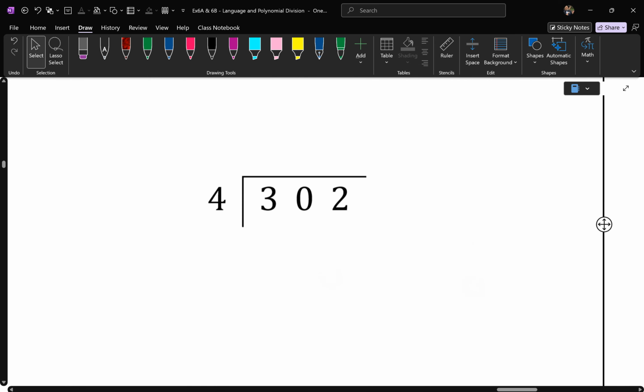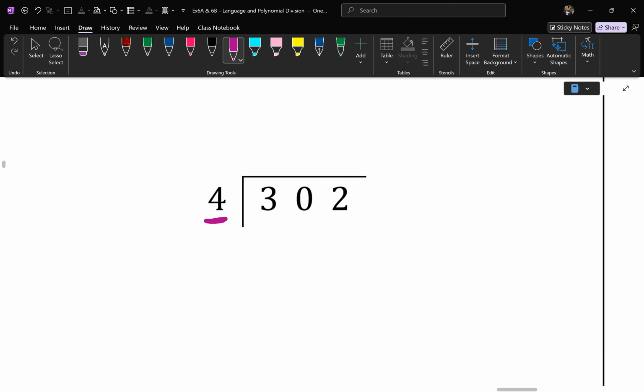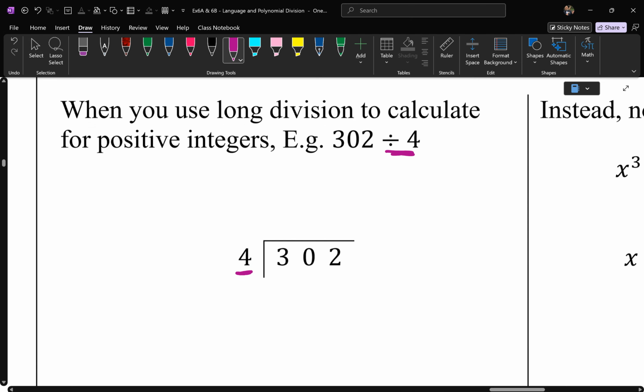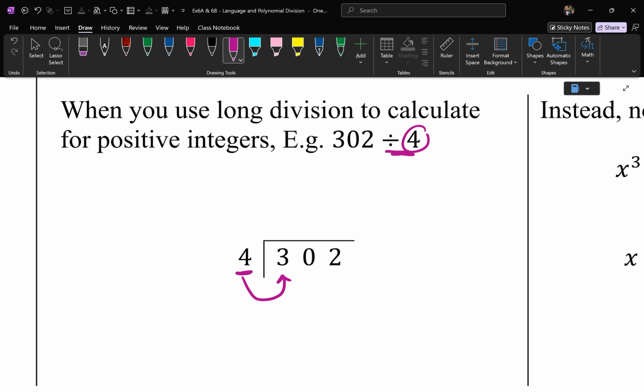This is what you do. It's slightly different to short division, but same idea. You say, how many 4s? Notice when you're dividing by 4, this one goes on the outside. So how many 4s fit into 3? None. So you say 0 times.